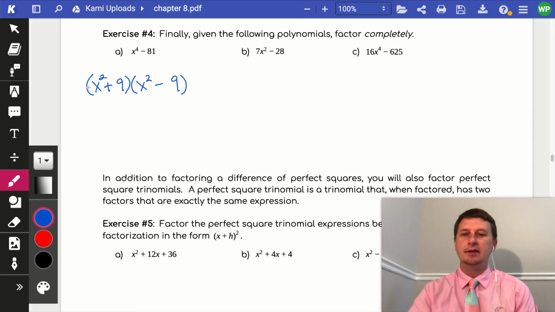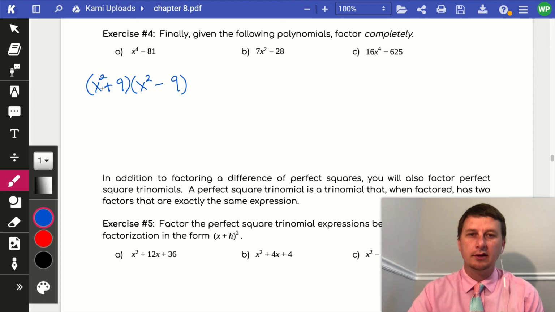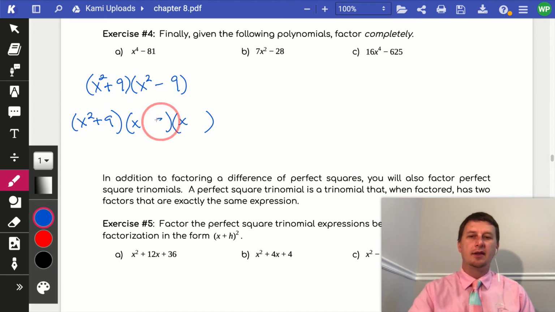Now we look at each of these. And are either of these sets of parentheses able to be factored? And you should notice that this one is, because this one is also a difference of two perfect squares. Remember from exercise number 3 that this is a sum of two perfect squares. This one cannot be factored, so we're just going to bring it down. And then this one is a difference of two perfect squares. So we could go ahead and factor that as x and x, because x times x is x squared. 3 times 3 will give us 9, and separate this with a plus and minus. So this is factored completely right here.